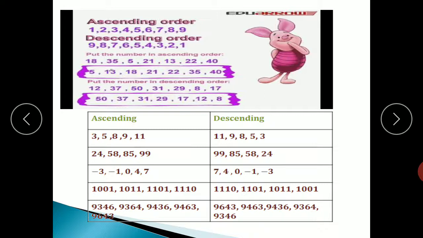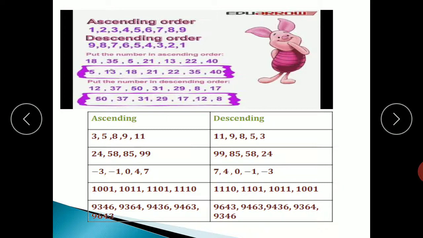Here is the example: 12, 37, 50, 31, 29, 8, 17. In this you can see we are going to write the biggest number first. So 50 is the first number, the big number, so we write the bigger number first. Then smaller than 50 is 37, then smaller than 37 is 31, the next one is 29, the next is 17, 12, 8. This is called descending order.